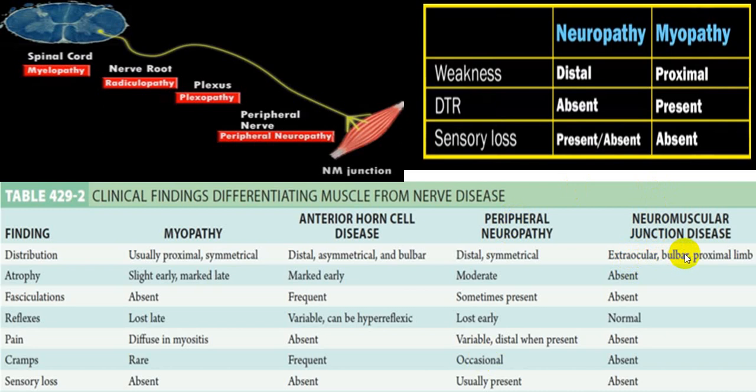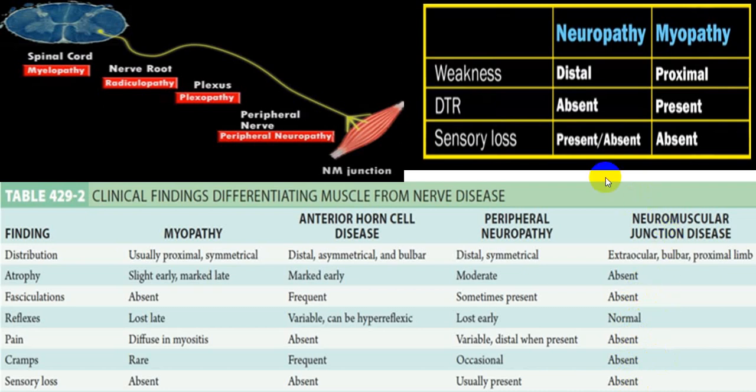In neuromuscular junction disease, commonly you will have involvement of the extraocular muscles, upper eyelid muscles, proximal more involved as compared to distal, and you can have a bulbar muscle involvement. Atrophy will be absent, fasciculation will be absent, reflexes will be normal, pain will be absent, cramps will be absent, sensory loss will be absent, and CPK will be also normal.